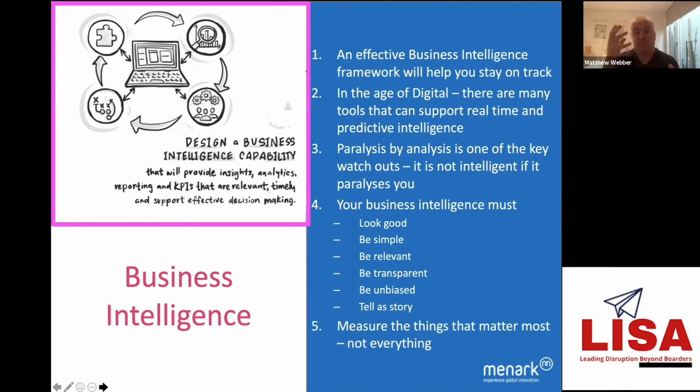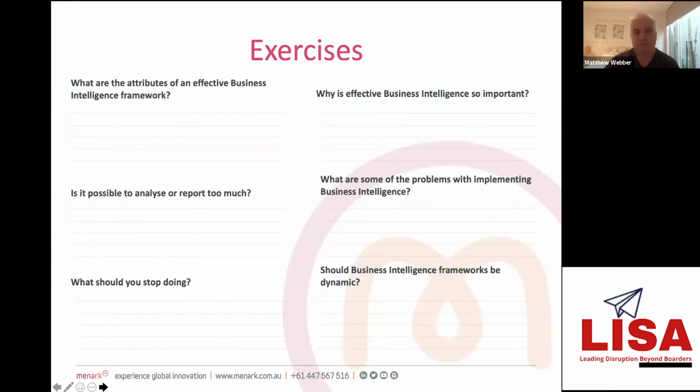Now, the emotion can really come into it, to tell stories and to connect with it, but the whole thing around building these controls is so that you get an objective look into it. So your business intelligence must be unbiased, and of course needs to tell the story, but it needs to measure the things that matter most and not everything. Otherwise, you'll fall back again into that paralysis by analysis issue.